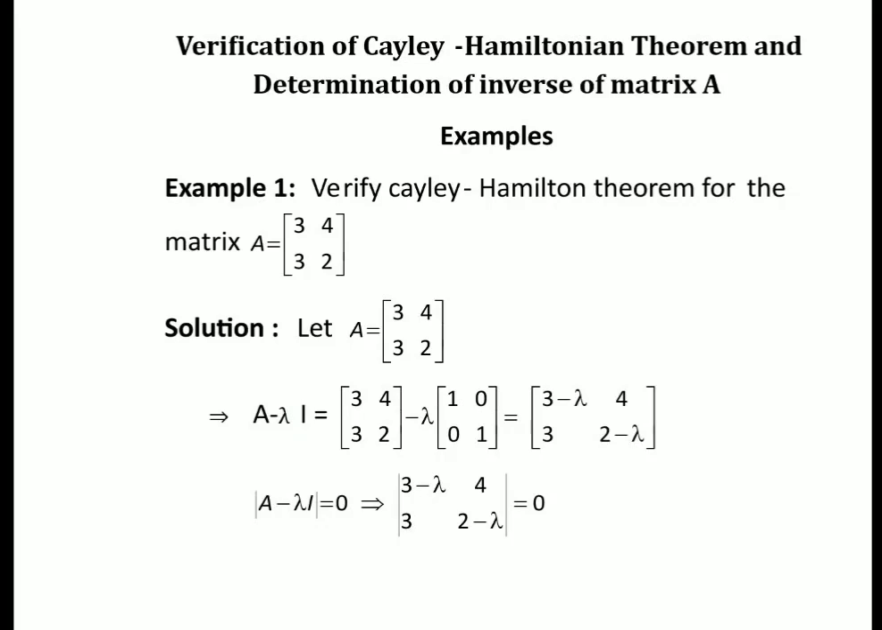Let us take this matrix A as it is, and to verify the Cayley-Hamilton theorem, first you have to find the characteristic equation. That is, the characteristic equation is determinant of A minus lambda I equals 0. First let us find A minus lambda I. It is equal to matrix A minus lambda into matrix I, the unit matrix. So it is 3 minus lambda, then 4, then 3 minus lambda into 0 is 0. So it is 3 and it is 2 minus lambda.